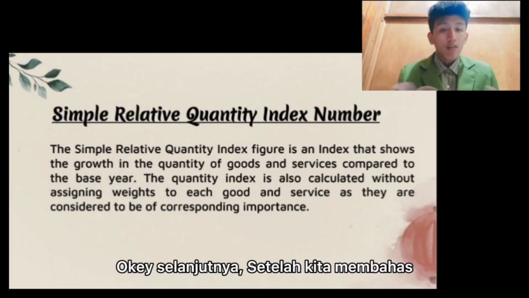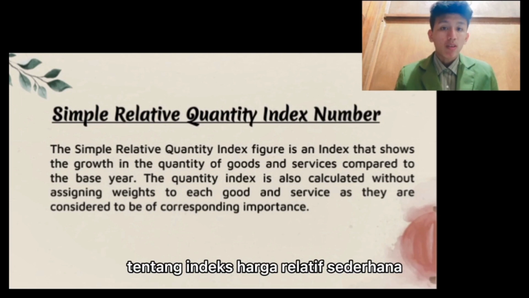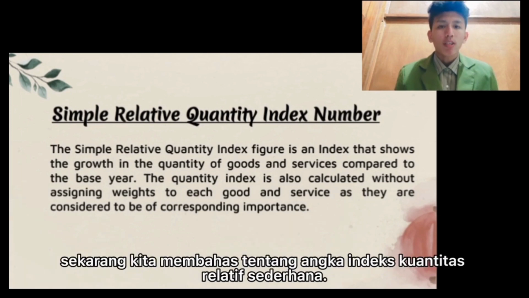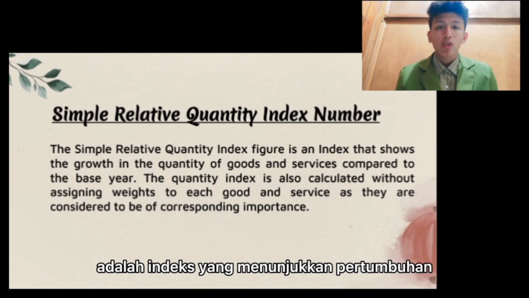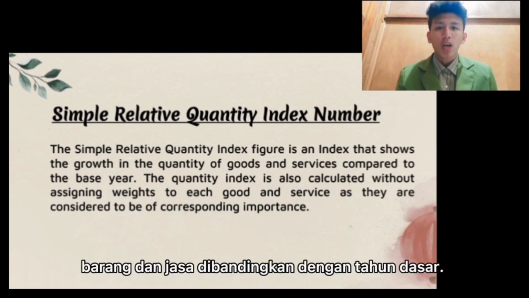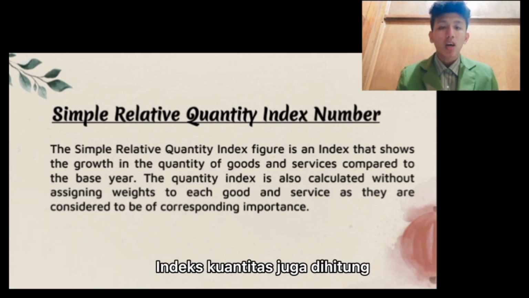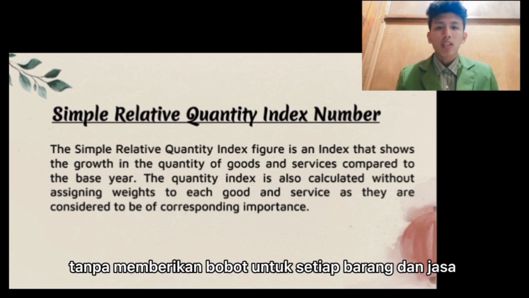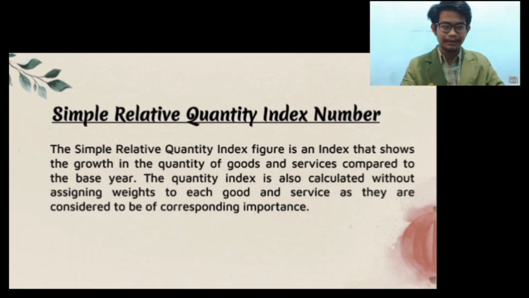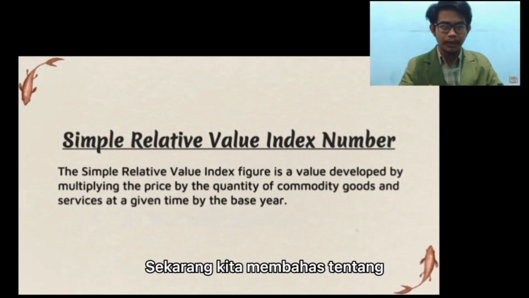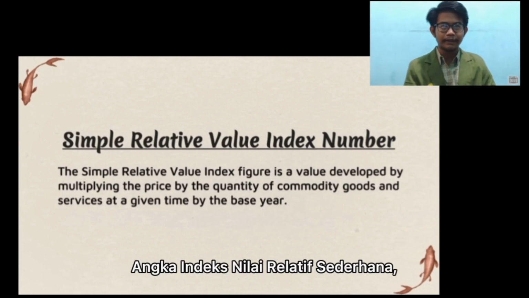Okay, next. After we discussed the simple relative price index, now we discuss the simple relative quantity index number. The simple relative quantity index shows the growth in the quantity of the goods and services compared to the base year. The quantity index is also calculated without assigning weights to each good as they are considered to be of corresponding importance. Now we discuss the simple relative value index number.